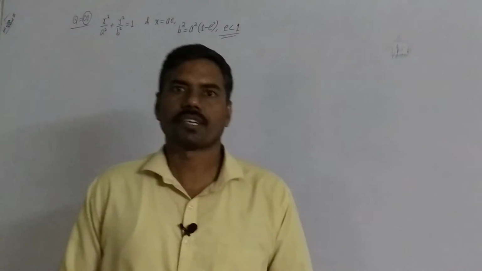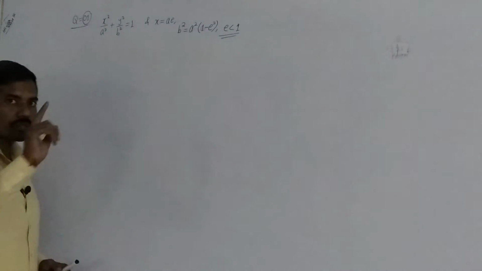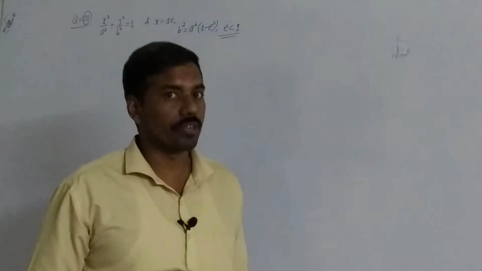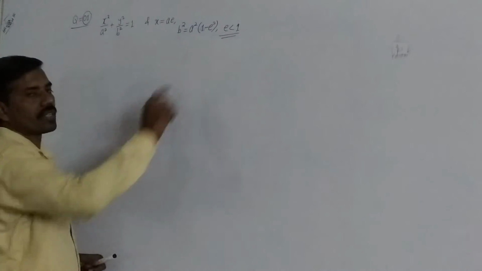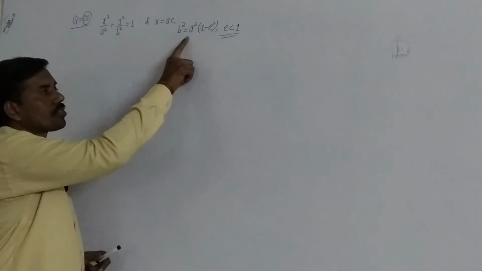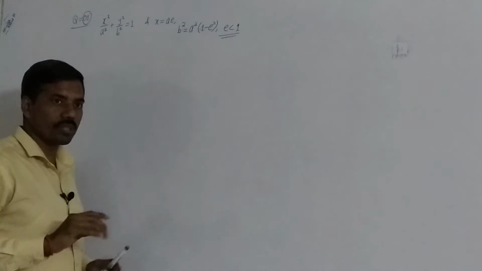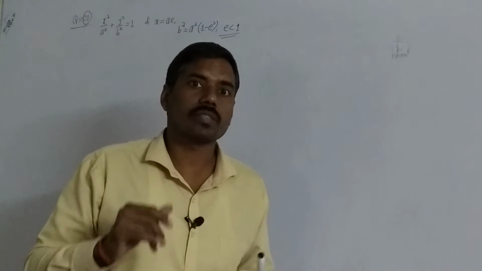Okay, students, let us find the area enclosed by curves. First one is x square upon a square plus y square upon b square is equal to 1. We know that this is the equation of an ellipse such that e less than 1, means b square is equal to a square into 1 minus e square. E less than 1 means the ellipse is symmetric with the x axis.